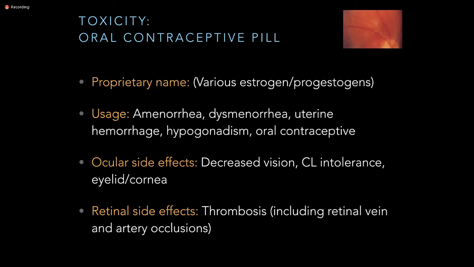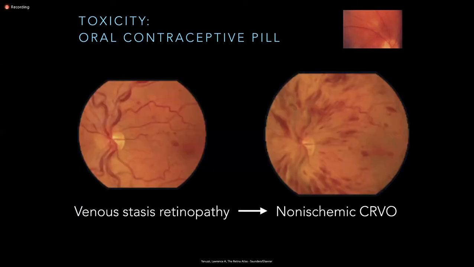Moving on to oral contraceptives, there are a number of these, various estrogens and progesterones. They're used for amenorrhea, dysmenorrhea, uterine hemorrhages, hypogonadism, and for contraception, of course. The ocular effects can include decreased vision, contact lens intolerance, and eyelid and corneal changes. But with the retina, we can often see thrombosis, including retinal vein and artery occlusions as well. So here's a patient on the left who had a venous stasis retinopathy picture, who was taking an OCP, and she progressed to have a non-ischemic CRVO.